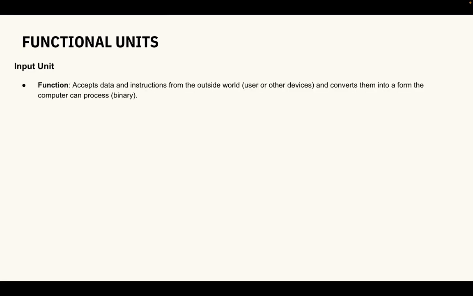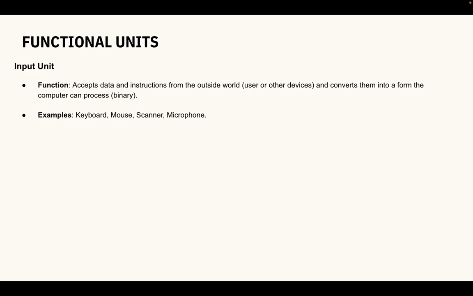First, the input unit. This is how we feed the data and the instructions to the computer. Devices like keyboard, mouse and scanners take the input from us and convert it into a form the computer can understand. That's binary. So the computer accepts the coded information through the input unit.